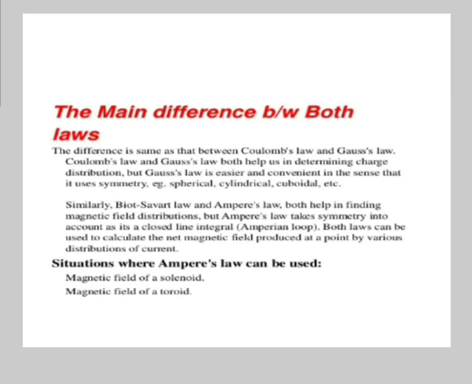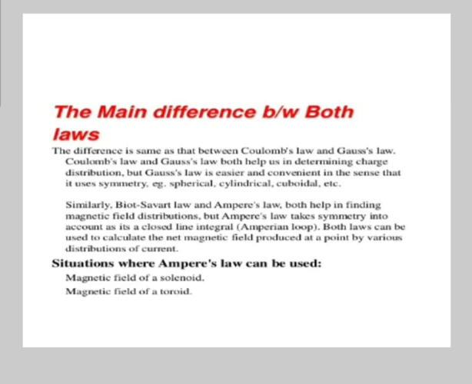The difference is the same as that between Coulomb's law and Gauss's law. Coulomb's law and Gauss's law both help us in determining the charge contribution, but Gauss's law is easier and more convenient in the sense that it uses symmetry, for example spherical, cylindrical, cubical, etc. Similarly, Biot-Savart's law and Ampere's law both help in finding the magnetic field distribution, but Ampere's law takes symmetry into account as it uses a closed line integral.